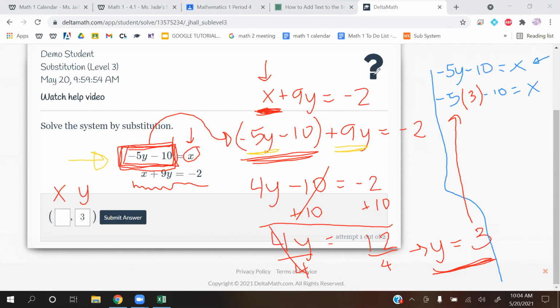So negative 5 times 3 gives us negative 15. And then negative 15 minus 10 is negative 25. And x is already by itself, so we now know negative 25 is equal to x. X is equal to negative 25. I can just type it in over here. Okay, any questions on this one?